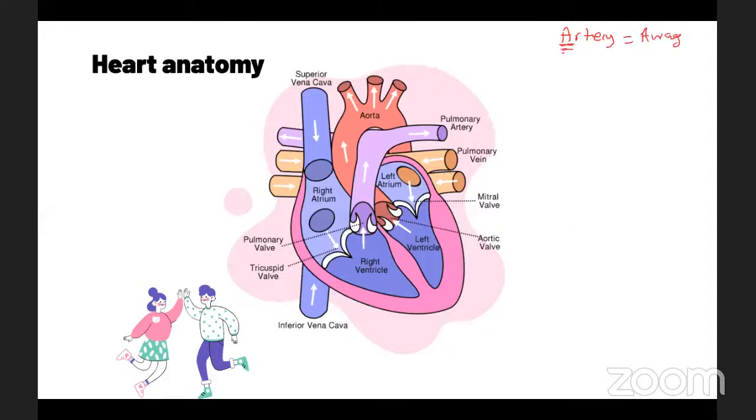So the artery takes the blood away from the heart. That means the vein is going to do the total opposite. What will the vein do? Go into the heart, right? So this is an easy thing to remember. You will always remember this.